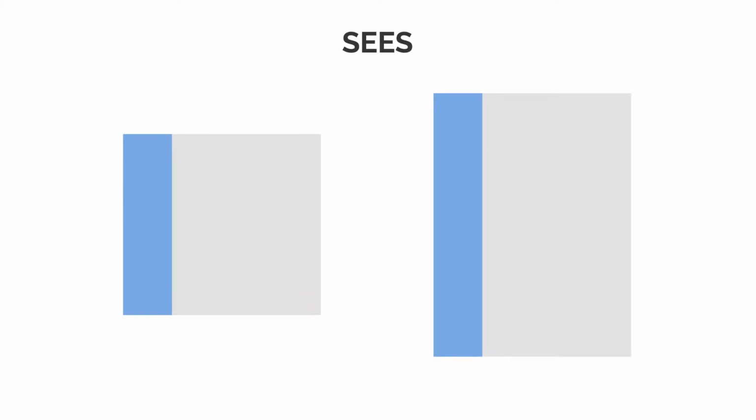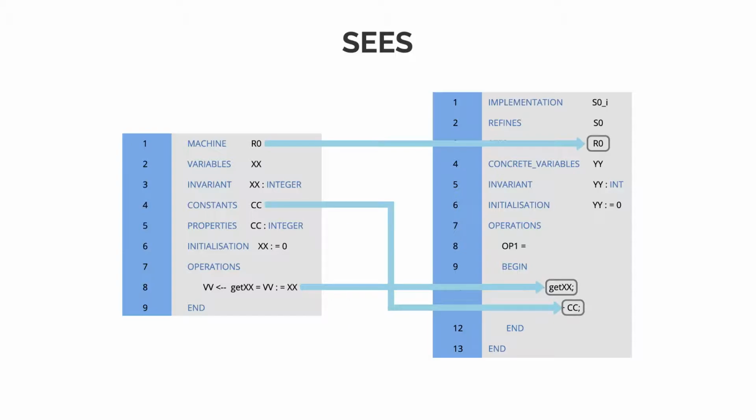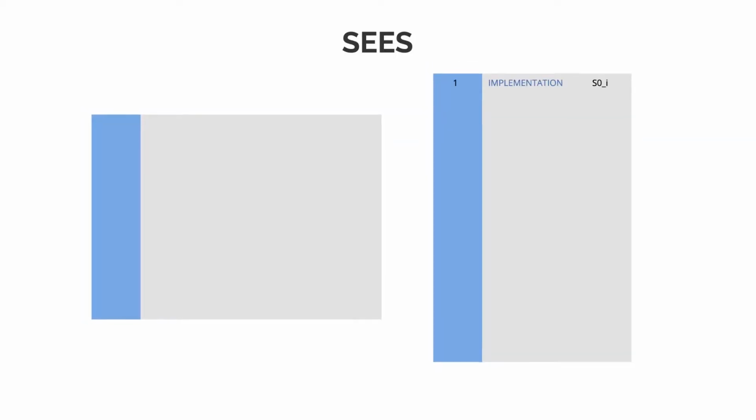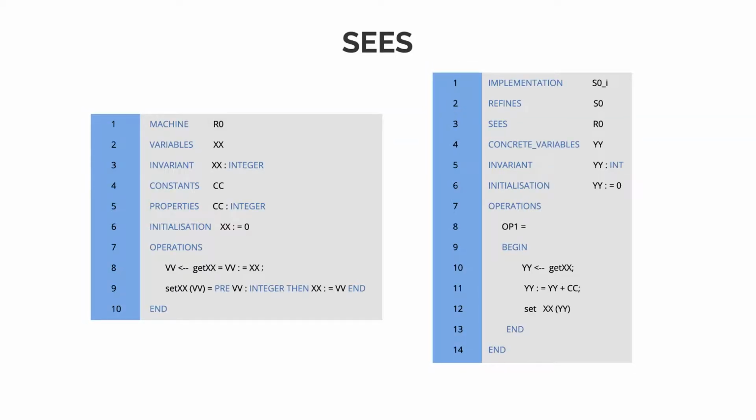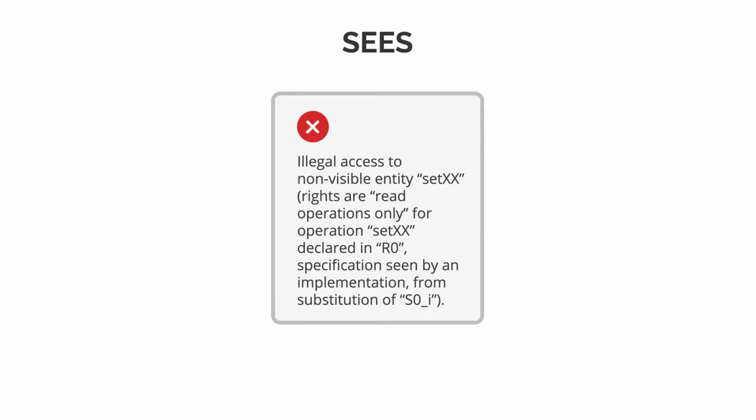When a component sees an abstract machine M, the data of M may be accessed in read-only mode. In this example, the implementation S0Y is able to use a read-only getXX operation, returning the value of XX, as well as a constant CC. When a component sees an abstract machine M, the operations modifying M cannot be called. In this example, the implementation A0Y is not able to use the setXX operation, as it modifies the variables of the seen machine R0. And we get the error message, illegal access to non-visible entity.